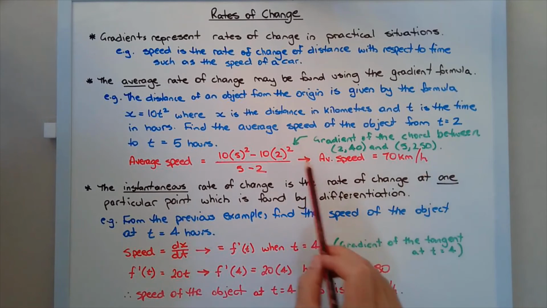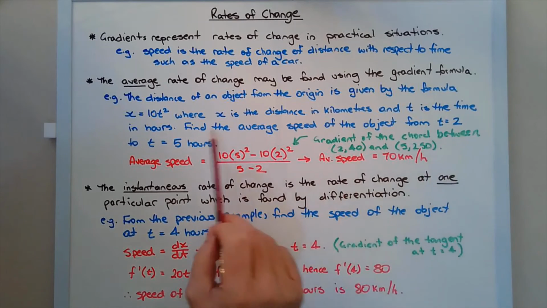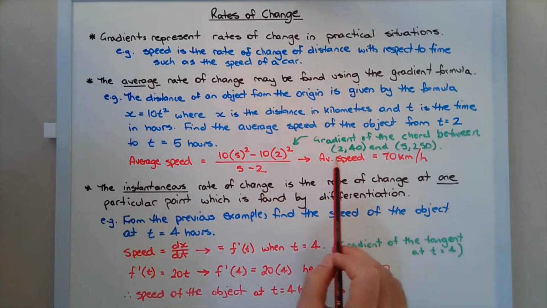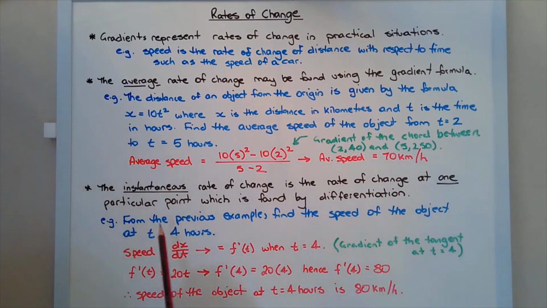And this in fact corresponds to the gradient of the chord, so that's on the parabola x equals 10t squared, between (2, 40) and (5, 250). Now the instantaneous rate of change is the rate of change at one particular point. So the average rate of change needs 2 points. The instantaneous rate of change is the rate of change at one particular point, and that is found by differentiation.